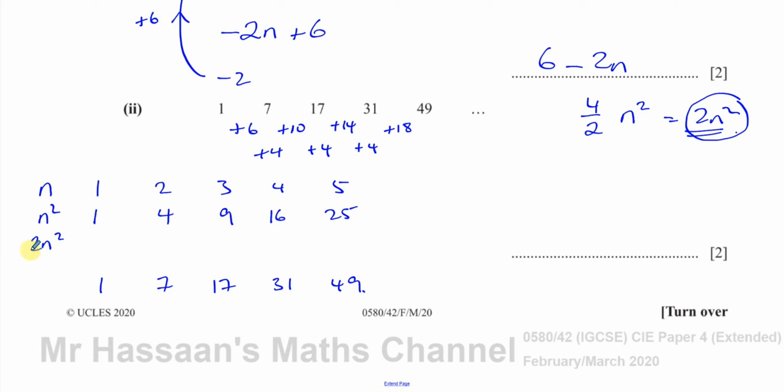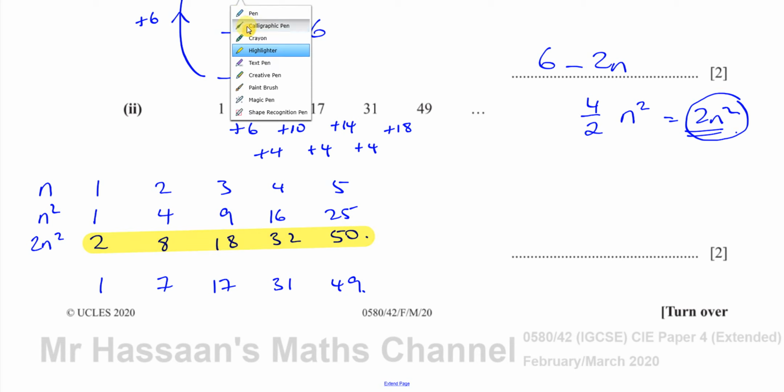And then I'm going to write down what 2n squared is. So I'm going to take this n squared and double it. That's 2, 8, 18, 32, and 50. So our sequence has got something to do with these numbers here. It's related to these numbers here. So now we can see very clearly that there is a link.